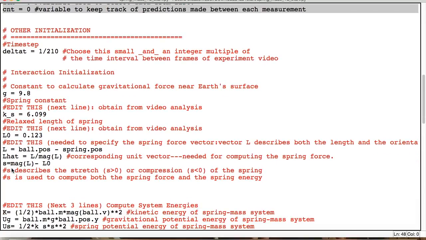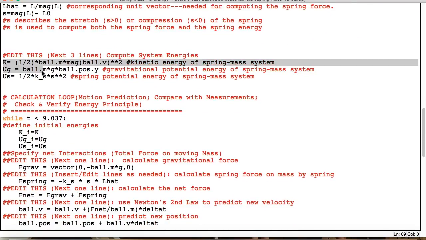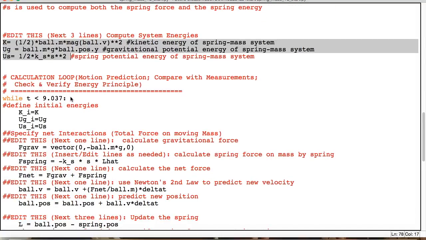And then we calculate S through L to be able to calculate the net force of the spring on the object. We know that our energies are: kinetic energy is 1/2 times the mass times velocity squared. We have two types of potential energy, which are the gravitational potential energy, which is mass times gravity times the position in Y, and our spring potential energy, which is 1/2 the spring constant times S squared.